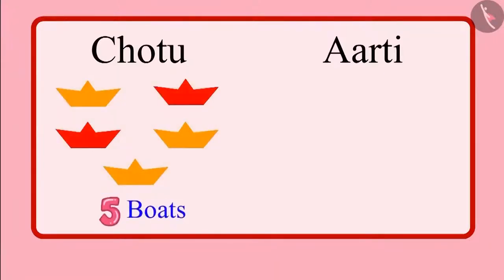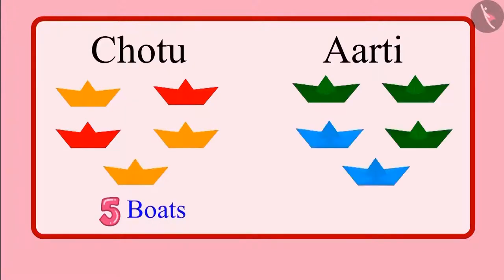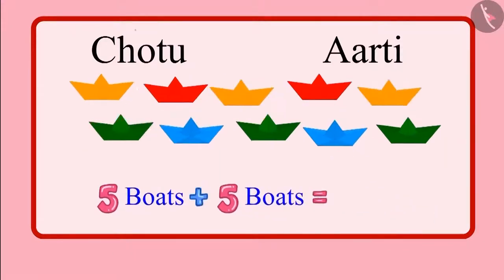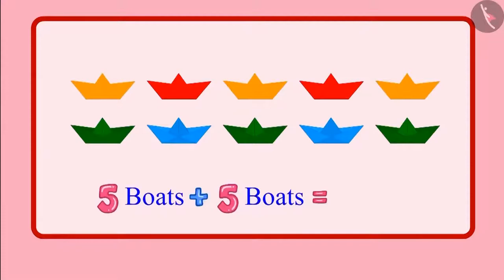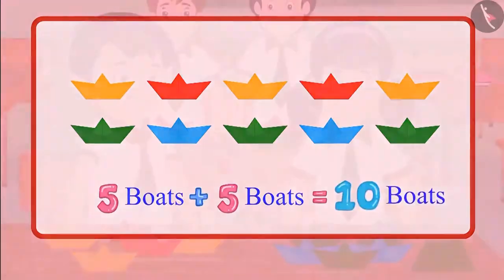And Aarti made 1, 2, 3, 4, 5. That means 5 boats. So children, can you tell me how many boats did Chotu and Aarti made together? Yes, Chotu and Aarti have together made 10 boats.